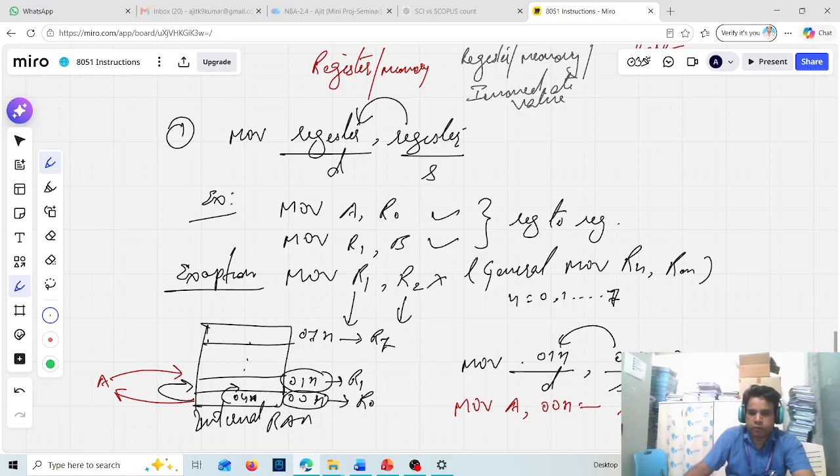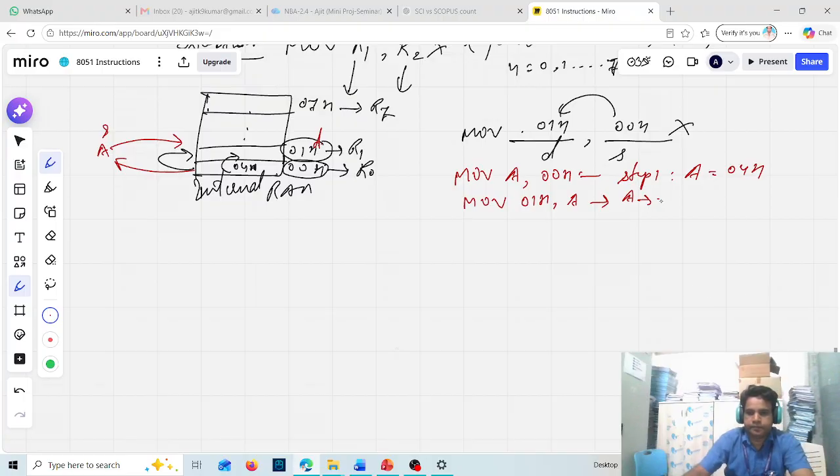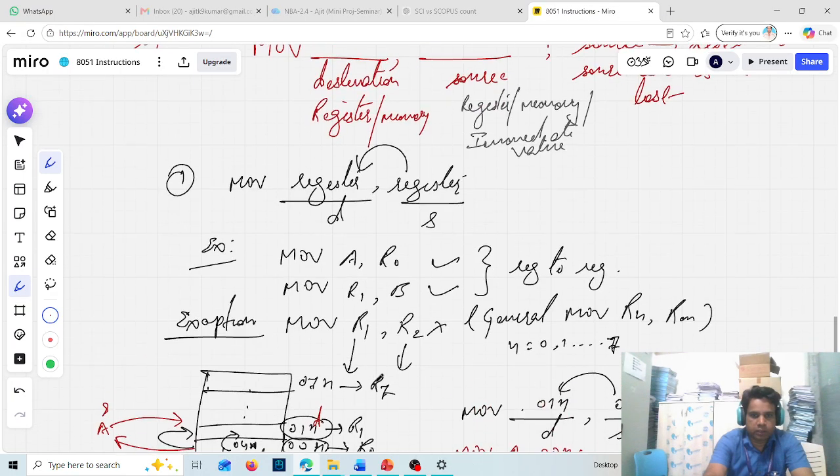In this manner, A will hold the data which is in memory address 00, so A will be 04H. Then you write the next instruction, MOV. Now the destination is this address and the source is A, so you write 01H comma A. The data of A will go into address 01H, that is, address 01H will now contain 04H. So this is how you can transfer. Remember that using the MOV instruction you can transfer data from source to destination, but both cannot be registers Rn or Rm. So this was the first example.